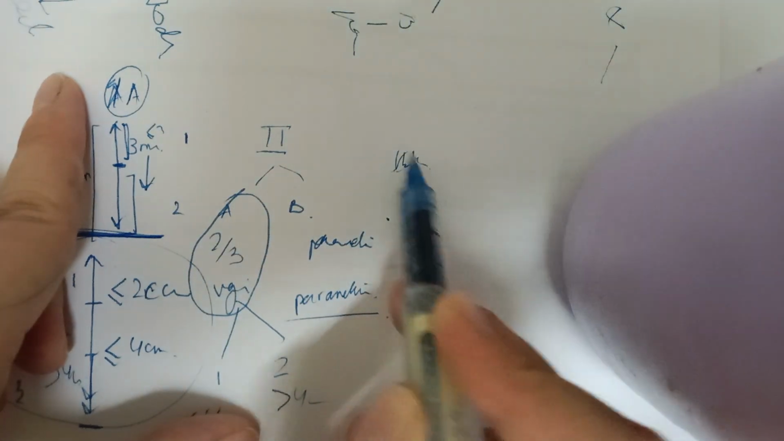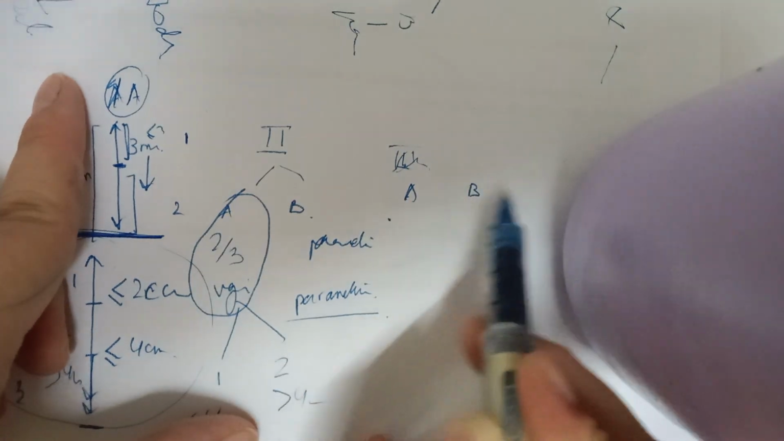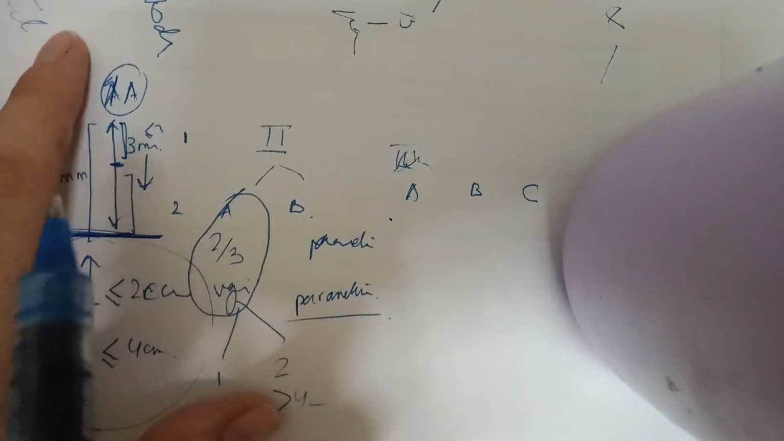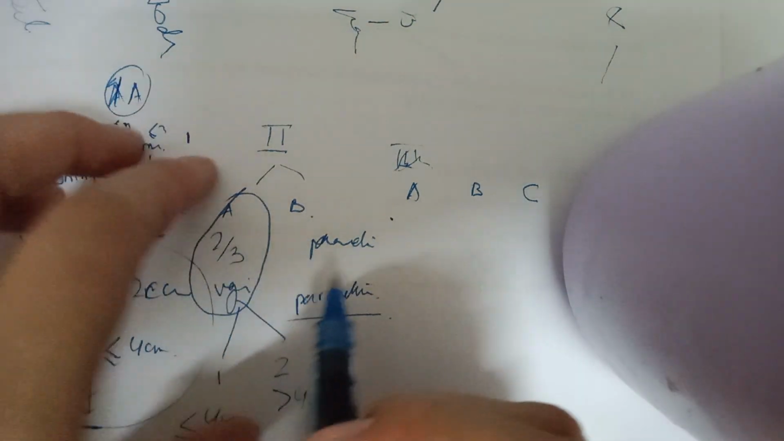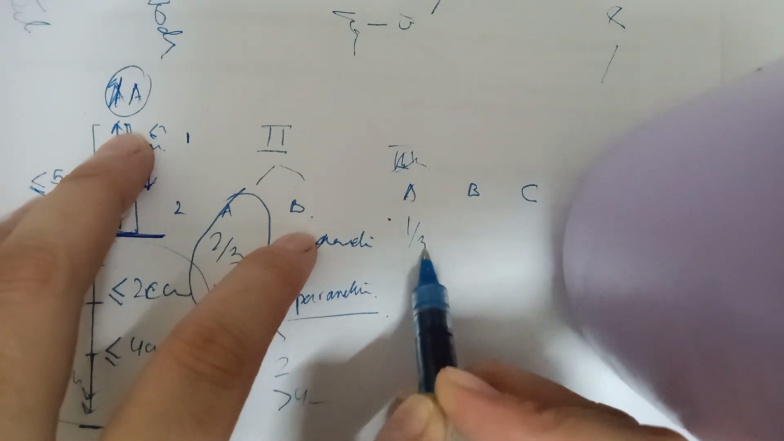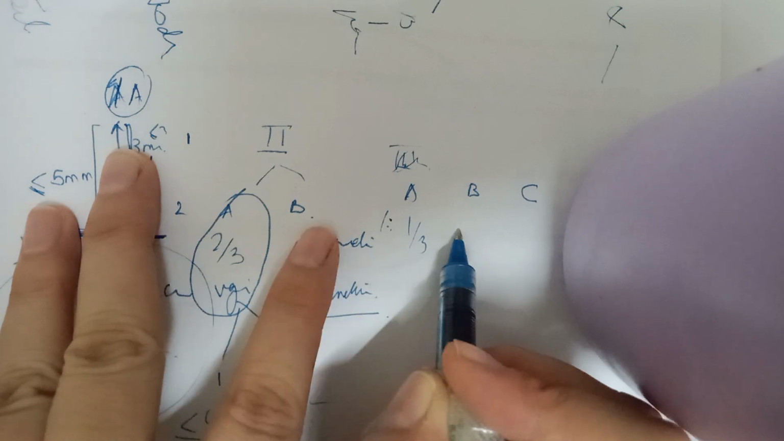So stage 3 has A, B, and C. No subdivisions in numbers, okay? Only A, B, C is enough to confuse us, but we will not be confused. So 3A is the lower 1/3 of the vagina. The remaining, 3B, is the pelvic side wall.